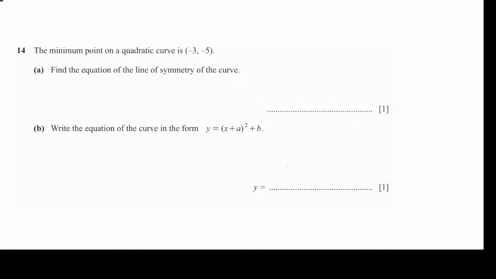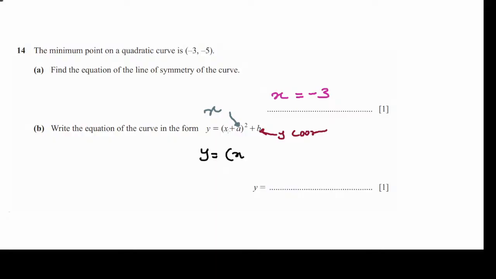So what's the line of symmetry? That's x equals minus 3. All right, write the equation of the curve in the form given. So here, what does A stand for? The x coordinate. And what's B? The y coordinate of the turning point. Right. So then y equals.